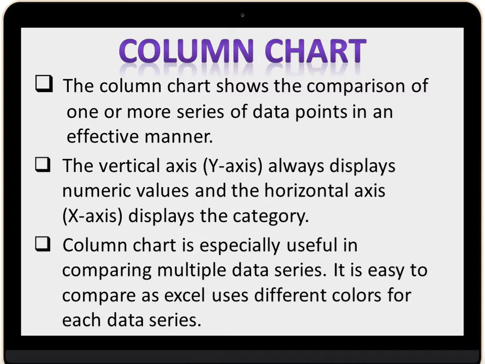in this example, the category is nothing but salesmen's names, and the values are nothing but the sales made by the salesmen. And next, the column chart is especially useful in comparing multiple data series, and it is very easy to compare because Excel uses different colors for each different data series.